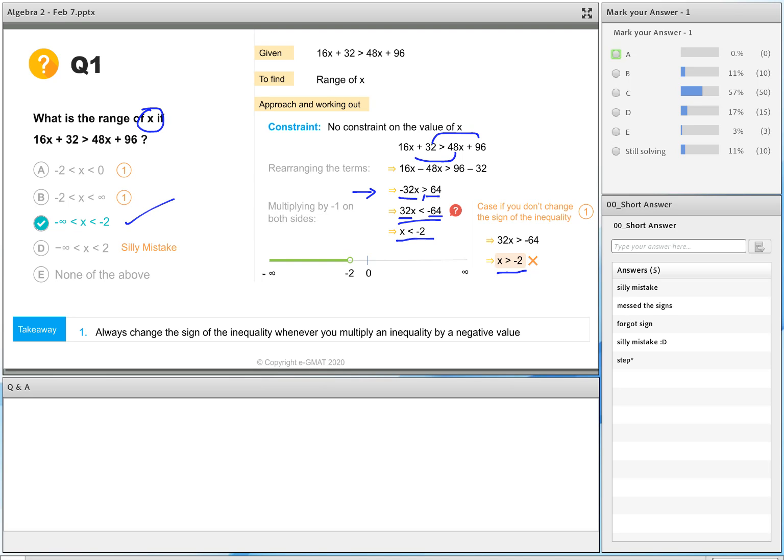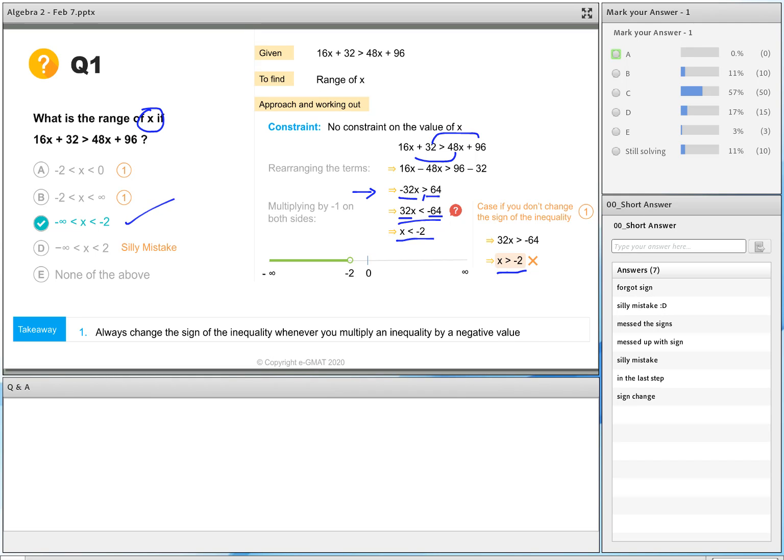Forgot to change the sign. Again. So, we don't call it a silly mistake, right? If you associate the word silly with a mistake, you might tend to make the same mistake again. So I would not want you people to call this a silly mistake.